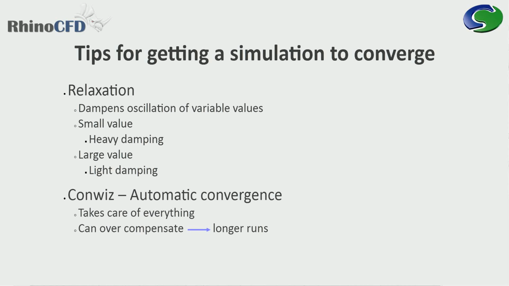When you set up a model in RhinoCFD, an automatic convergence tool known as Converged is employed. This takes care of everything, so that the user does not need to bother with setting relaxation parameters. However, the automatic tool is sometimes over-conservative, leading to runtimes which are longer than they should be. Some experimenting with manually set relaxation can therefore pay dividends.